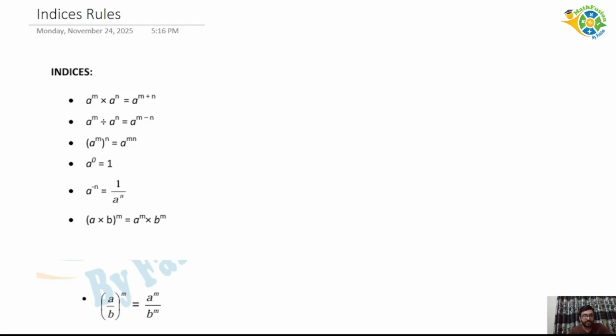Hello students, today we will discuss the rules of indices. So the first rule of indices here is the multiplication law.